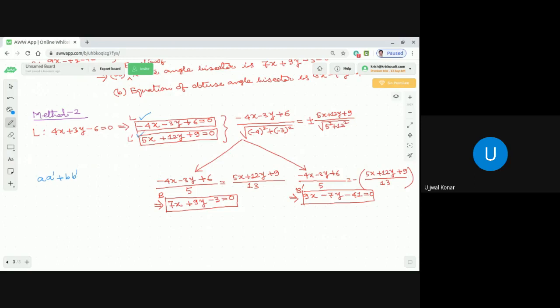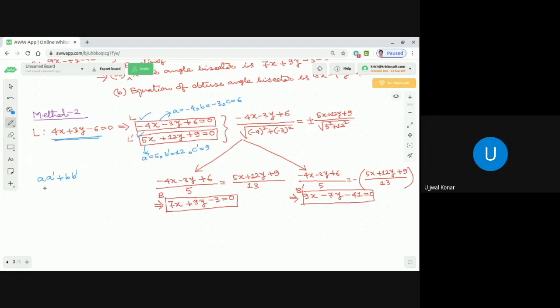Remember it very carefully. Do not consider the equation 4x plus 3y minus 6. It has been transformed to minus 4x minus 3y plus 6 equal to 0. So from here, A is equal to minus 4, B is equal to minus 3, and C is equal to 6. And in this case, A dash is equal to 5, B dash is equal to 12, and C dash is equal to 9.